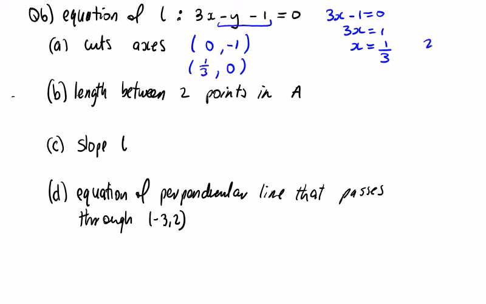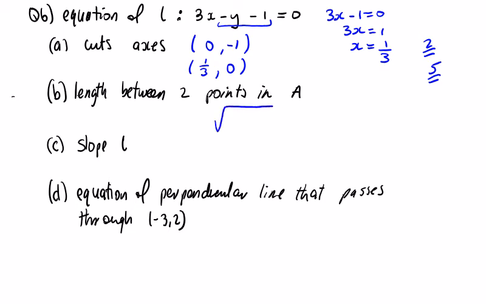Part B, again 2 and 5 for all of these, apart from the ones where there was 1 mark for each of the points in the last question, and there's 12 marks for the final question where there were 6 lines to match. So the length of the 2 points in A, the length between them.